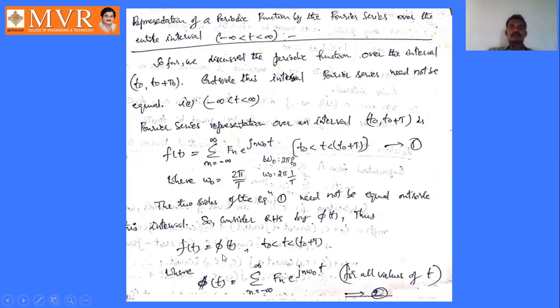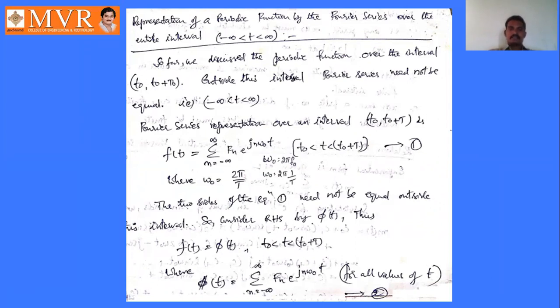So here we are representing f of t equal to phi of t, where phi of t is sigma n equal to minus infinity to infinity Fn into e power j n omega naught t for all values of t. Let us take this equation as equation number 2. What we have discussed here is that during the finite interval the Fourier series may be equal, but beyond that interval it may not be equal.